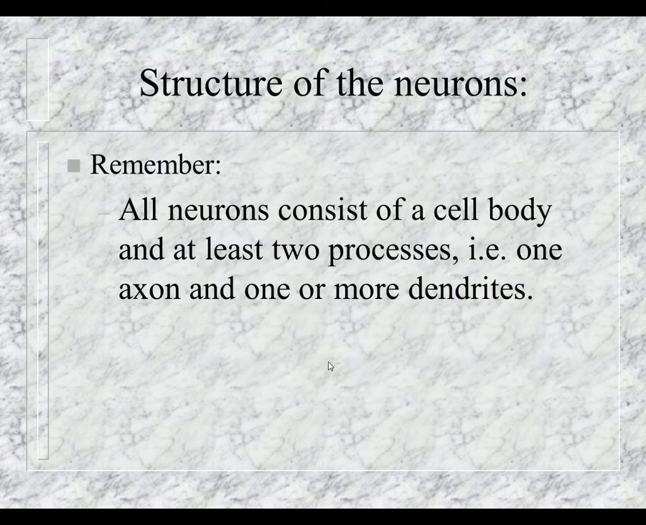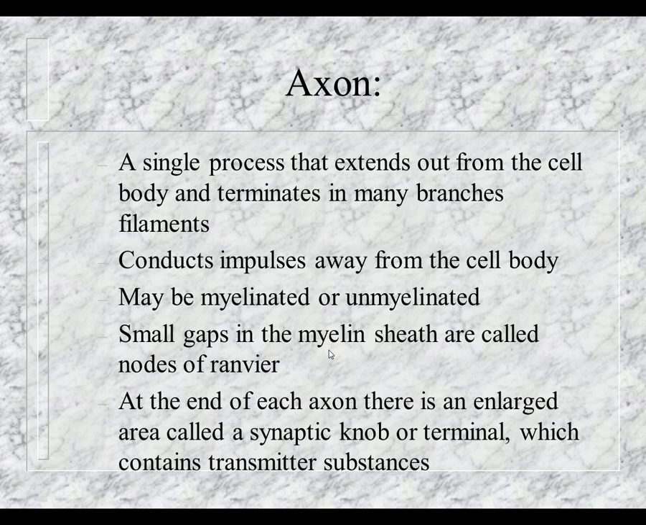As far as looking at the structure of the neurons, all your neurons have to consist of a cell body and at least two processes, one axon and one or more dendrites. So this is what composes the structure of a neuron. When we look at the axon, it's a single process that extends out from the cell body and terminates into many branched filaments. It conducts impulses away from the cell body.